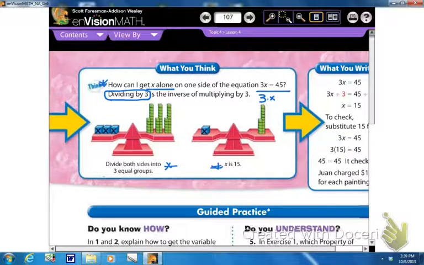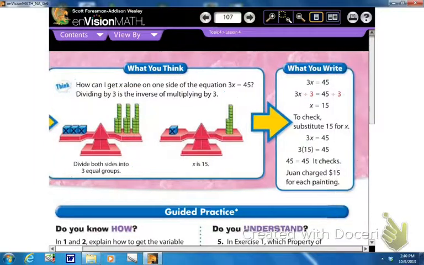Okay, let's look over here at the example. So looking at the equation here, we have 3x equals 45. We discussed the opposite operation of multiplication is division, and sometimes you'll see it like this. So 3x divided by 3. And remember our pan balance, if we do that to the left side, we also have to do it to the right side, 45 divided by 3.